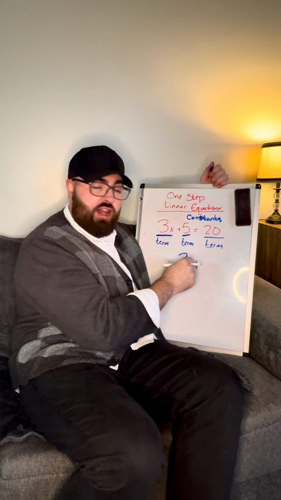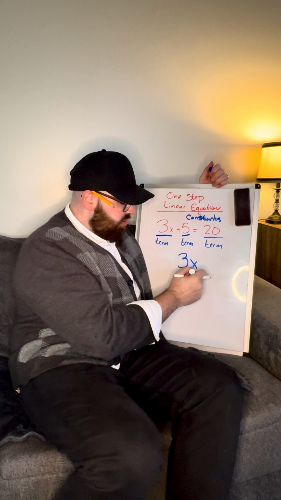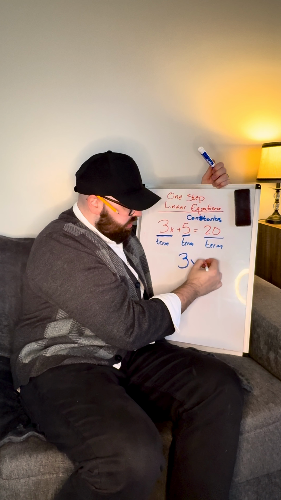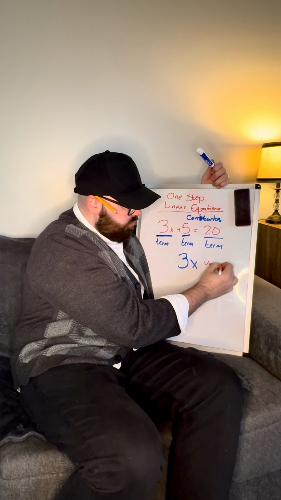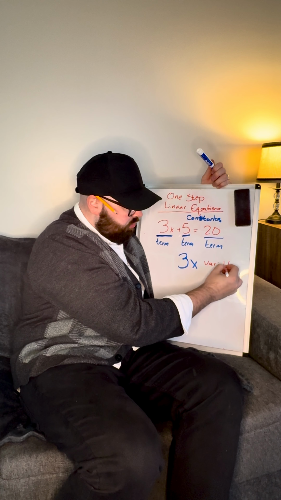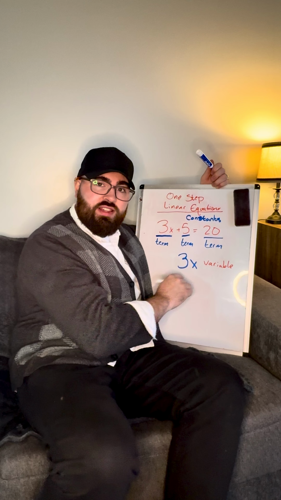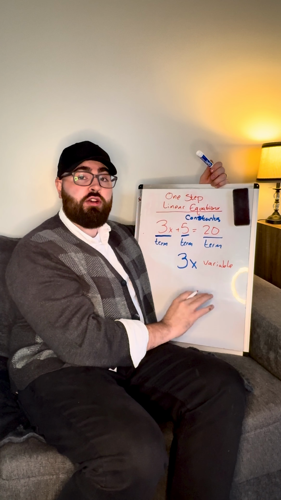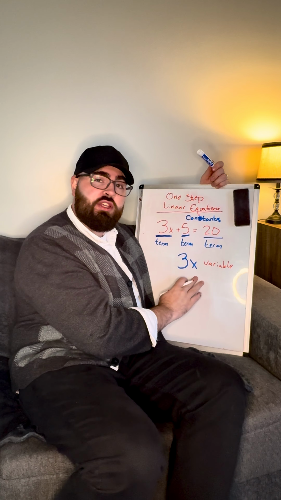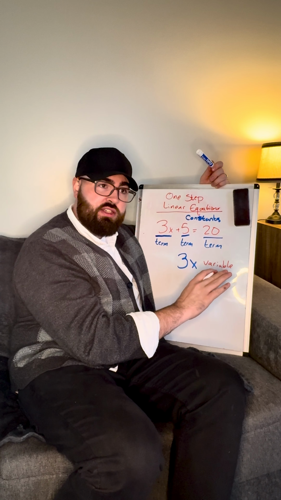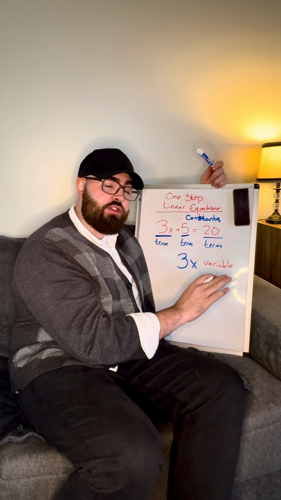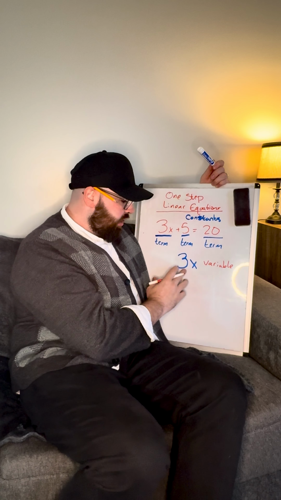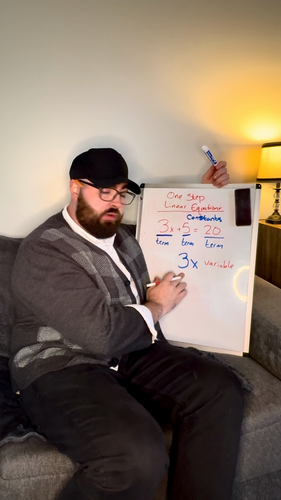3x can actually be divided into two parts. Starting with here, x is our variable. Our variable is a letter that represents an undefined number or value. It doesn't have to be x. It could be A, B, C, D, E, F, G, H, J, K, L, M, N, P, Q, R, S, T, U, V, W, X, Y, and Z. Any of those letters.